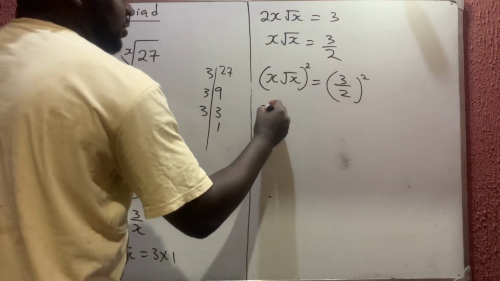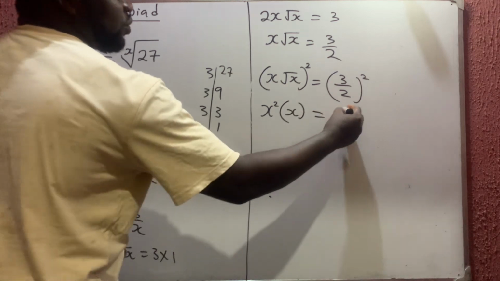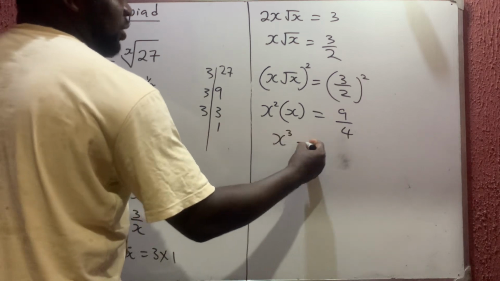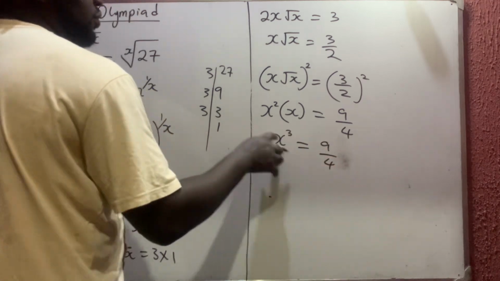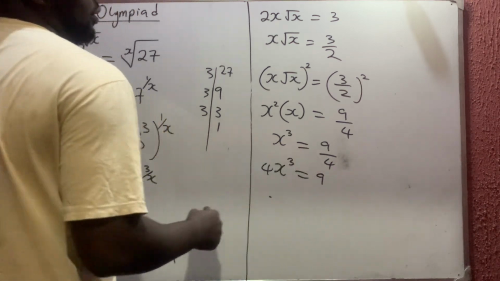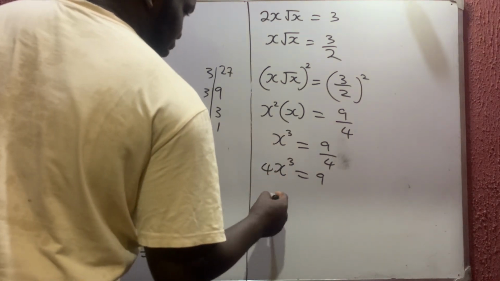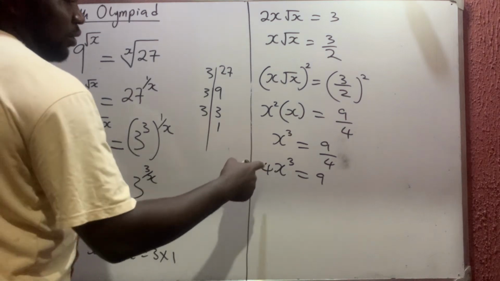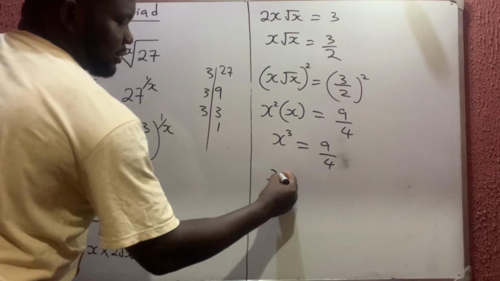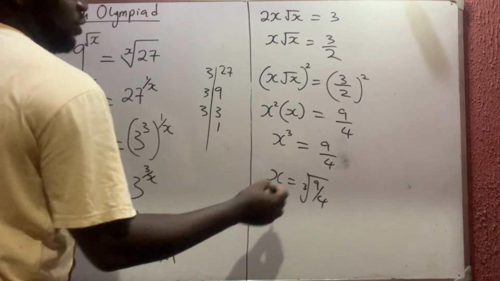So this square will give us x squared being multiplied by x, is equal to what? 9 over 4. Okay, so I'm going to have that what? x cubed is equal to what? 9 over 4. So this one moving here, I'm going to have 4x cubed is equal to 9. In fact, we can just take this here to have that our x cubed, our x would now be the cube root of 9 over 4.